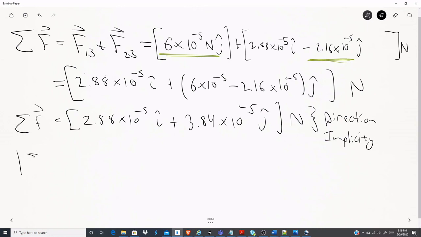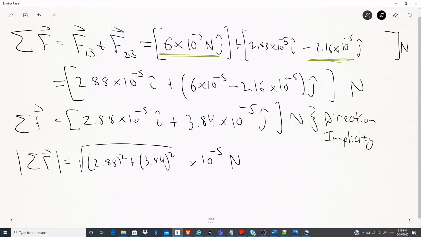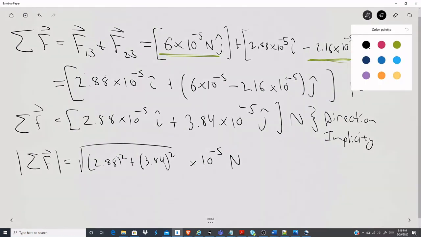The magnitude of the net force is going to be the square root of 2.88 squared plus 3.84 squared times 10 to the negative fifth newtons. Notice I was able to pull out the 10 to the negative fifth from the Pythagorean theorem. That's something you can always do with an order of magnitude. If you have an overall order of magnitude, then you can just suck it out of the Pythagorean theorem and just deal with the significant figures. So I need 2.88 squared.